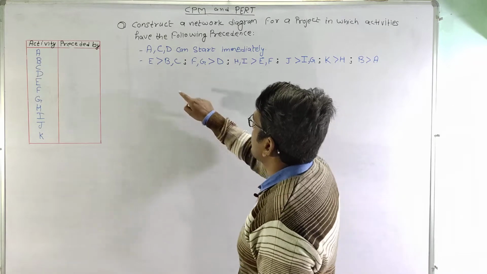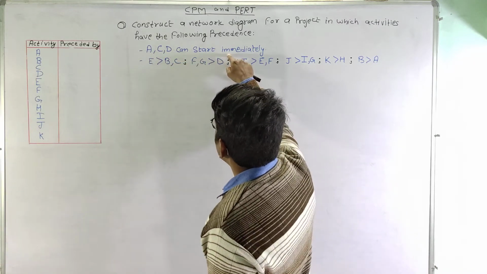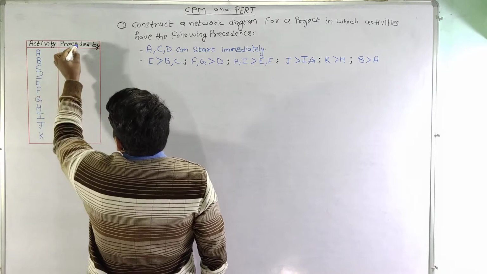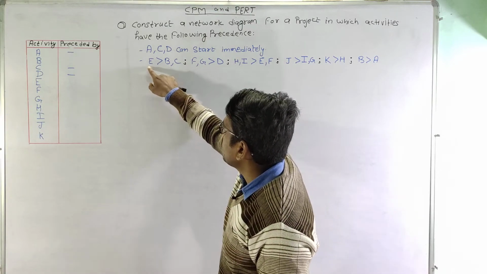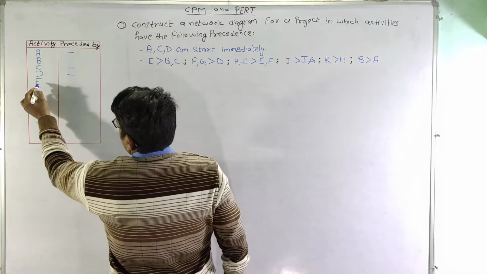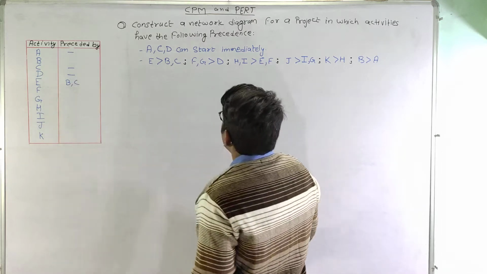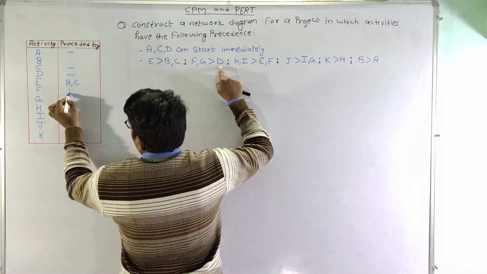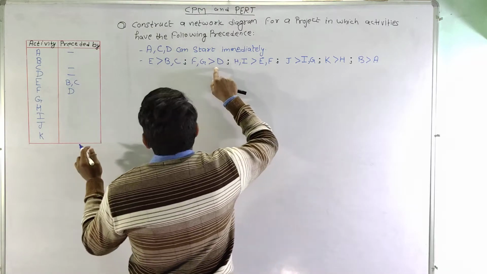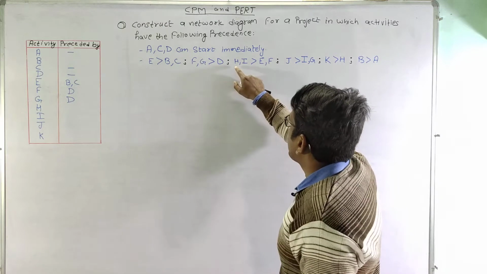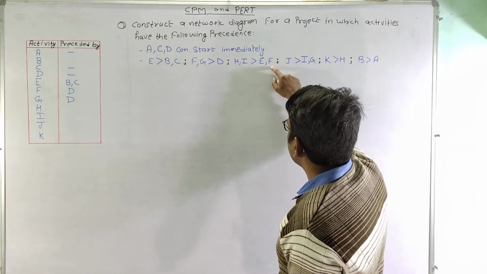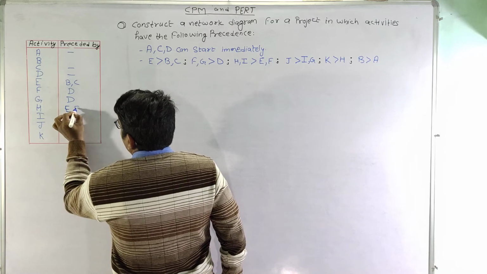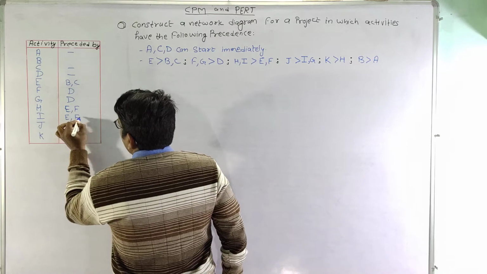Now as it has been given that activities A, C and D can start immediately, that means activities A, C and D are unpreceded activities. So activities A, C and D are not preceded by any activity, and here activity E is preceded by B and C. Similarly, F and G are preceded by activity D. So activity F is preceded by activity D, and activity G also is preceded by activity D. Now activities H and I are preceded by E and F. So activity H is also preceded by E and F.